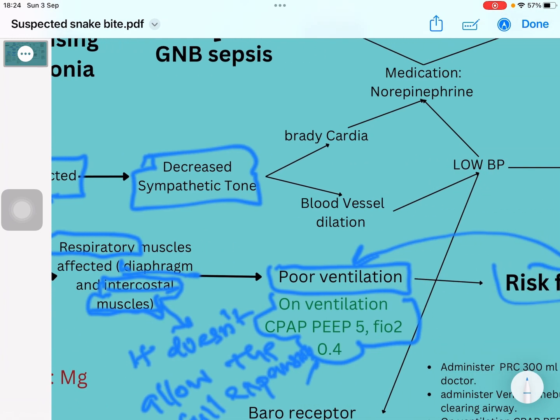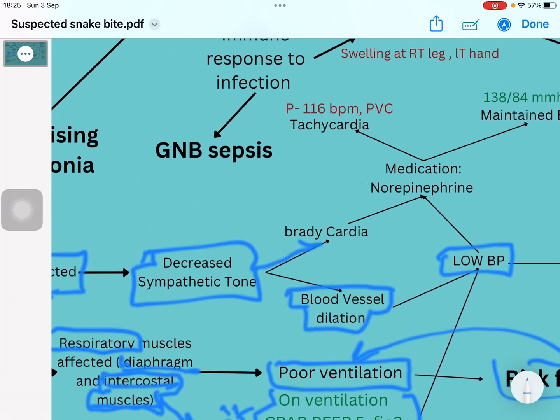The main function of the sympathetic nervous system is to increase the blood pressure when it's low, but due to the decrease in sympathetic tone, it does the opposite. The blood vessels dilate and it leads to low BP. It also leads to bradycardia and low BP, due to which the patient was administered norepinephrine, which is an inotropic drug, which is used to increase the heart rate and blood pressure.